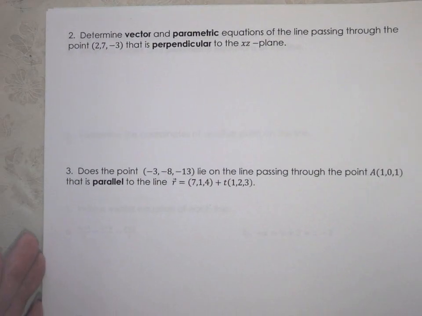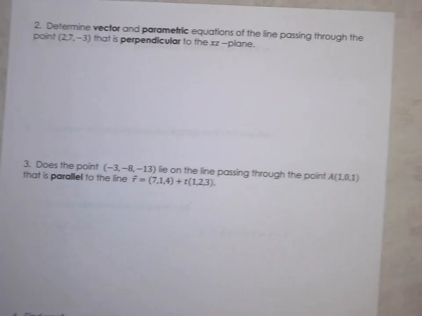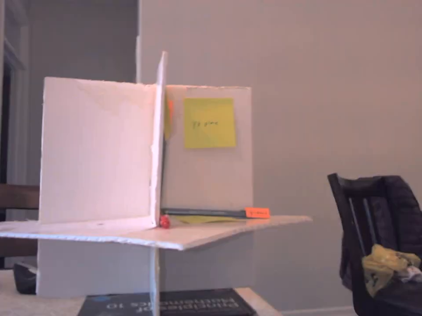Okay, so determine the vector and parametric equations of the line that passes through the point 2, 7, -3 that is perpendicular to the xz plane. So here's where I'm going to start talking about the 3 planes and show you a model that I've made. To do that, I have to change my camera here and change my lens. Sorry about this.